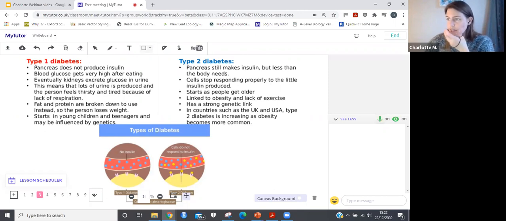So I think that's it. What are the effects of high blood glucose is the last one there as well. And high blood glucose, as we said, means that eventually your kidneys need to remove glucose. So the kidneys excrete the glucose in urine, lots of urine is produced, and the person feels really thirsty and tired, loses weight, and becomes very thin.